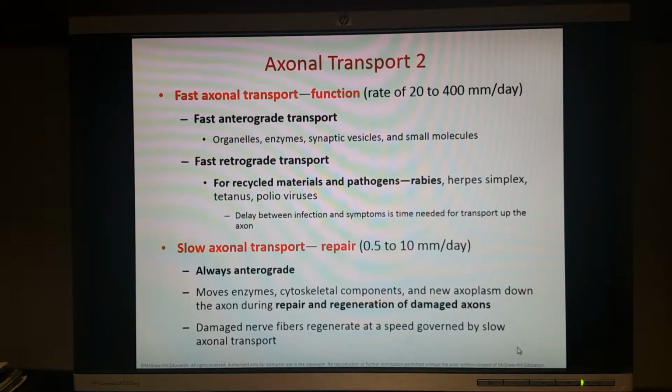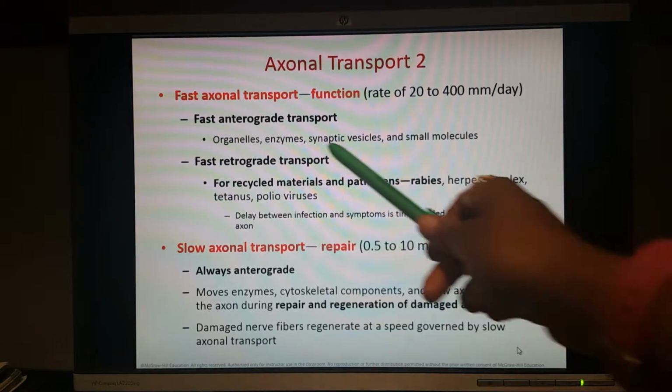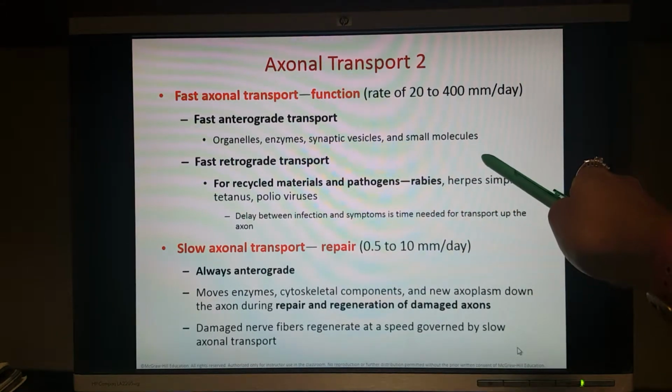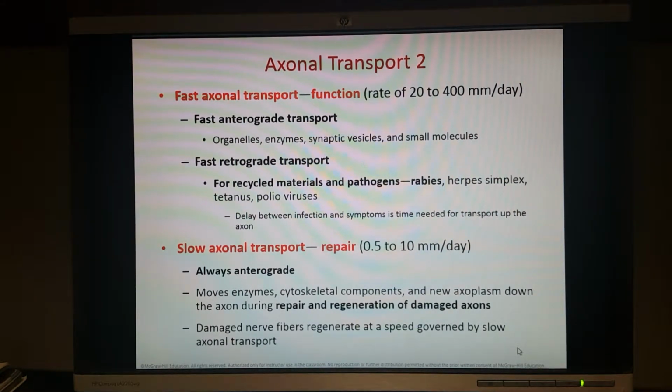The speed of your axonal transport partially depends on which direction you're going in, as well as what you're doing. So fast axonal transport includes both anterograde and retrograde transport. For your fast axonal transport, again, this is mostly for some kind of functional thing. So going away from the neurosoma for our anterograde transport, taking organelles, enzymes, synaptic vesicles, as well as small molecules, so stuff that was made in the neurosoma needing to get to another part of the cell, therefore needing to get there quickly so the cell can continue to function like it should.